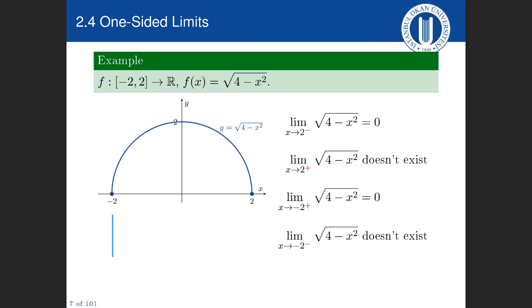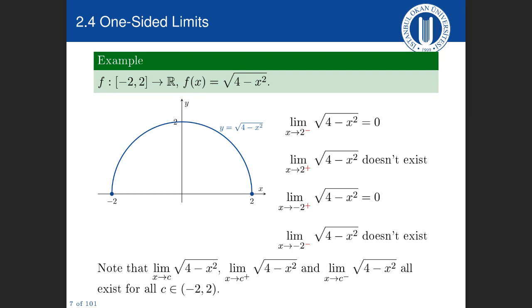Now let's look at minus 2. The left-hand limit here does not exist because there's no function on the left of minus 2. The right-hand limit is equal to 0. Now, if we're in the middle, somewhere between minus 2 and 2, then the limit as x tends to c, and the right-hand limit as x tends to c, and the left-hand limit as x tends to c all exist, and they're all going to be equal to the same value.